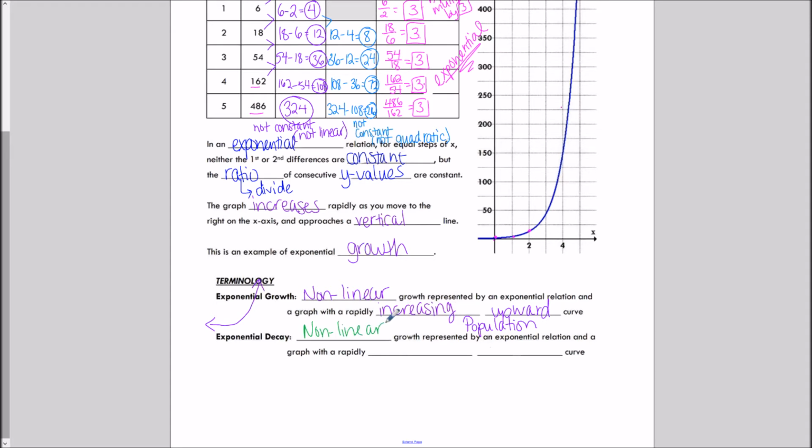And then exponential decay is nonlinear still growth represented by an exponential relation and a graph with a rapidly decreasing downward curve. So what exponential decay looks like is more like this, where it's eventually going to level off. Okay, so an example of that would be like something boiling and then it cools down to room temperature.